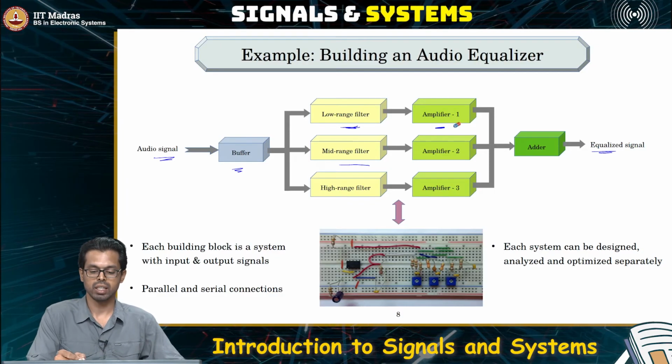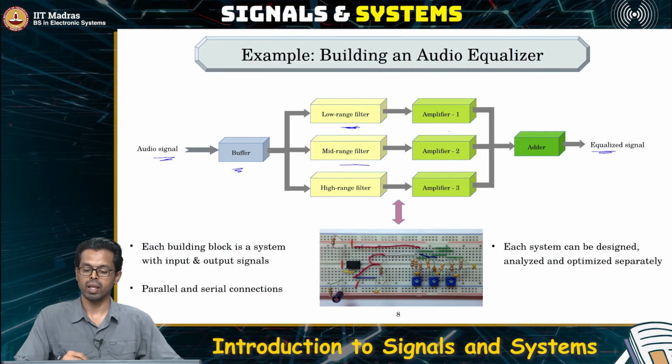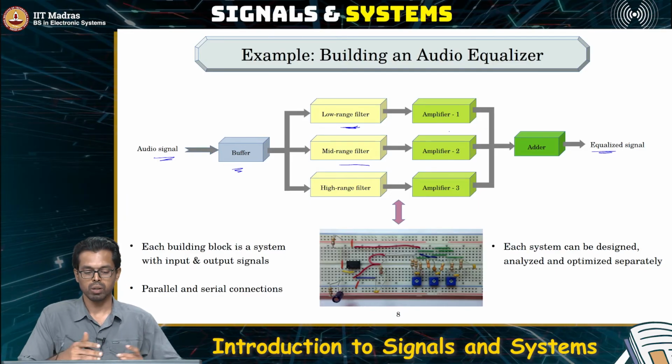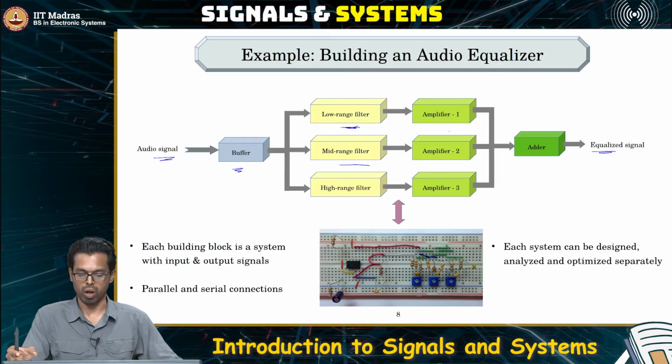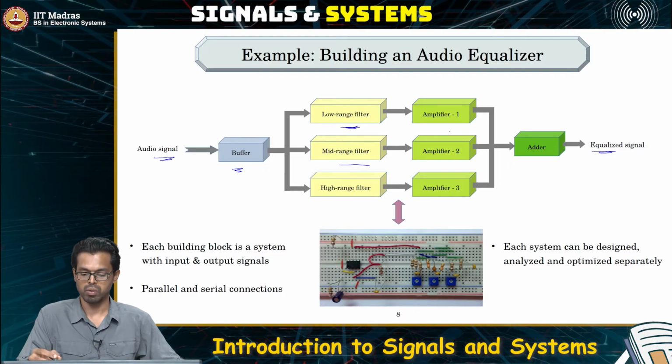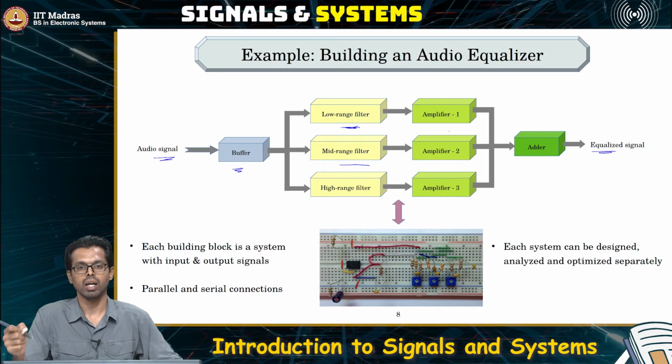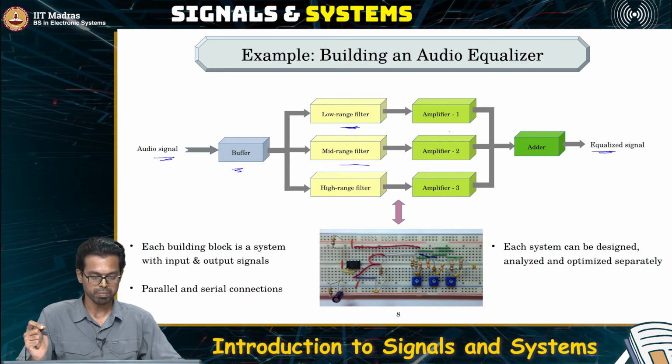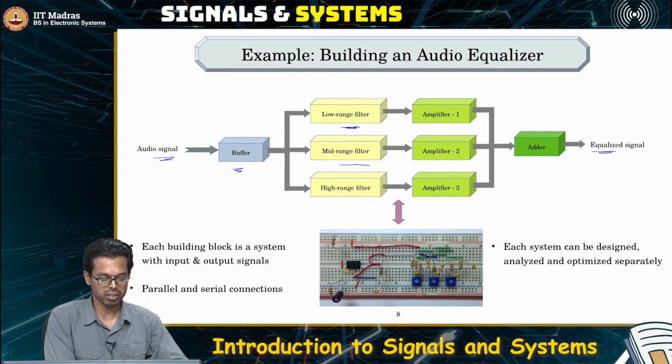And each filtered signal is amplified in a different manner, and then they are all added up together. So you can break this down into smaller and smaller blocks. Each of these blocks is a system which will take a particular input and then produce some output. As you can see here, there are different ways of connecting these.